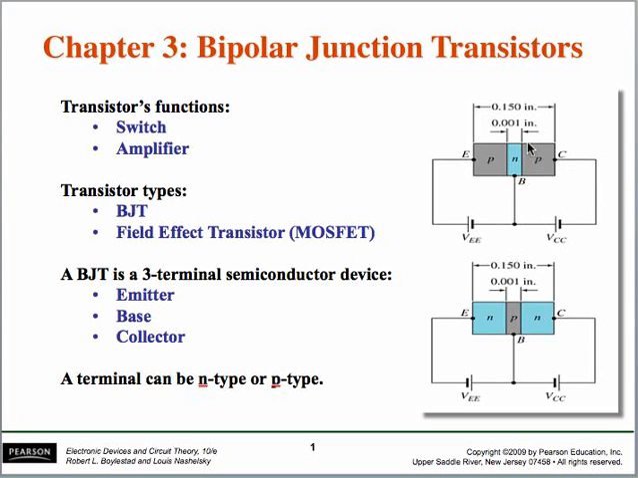Alright, in both cases, whether they are PNP or NPN, you should notice that the base terminal is significantly thinner than the emitter or the collector. Right, the base terminal is thinner than the emitter or collector, and there's a reason for that, which I will explain later on.